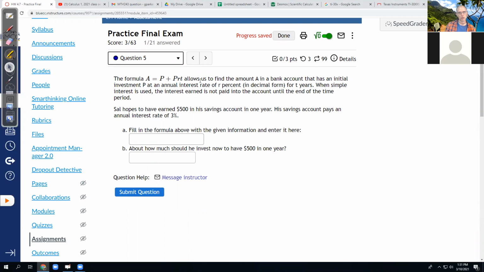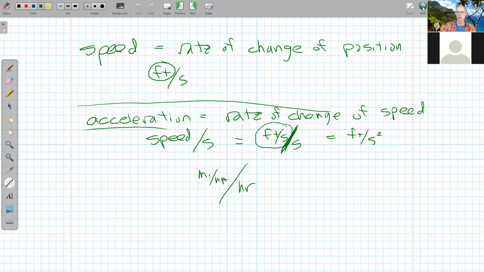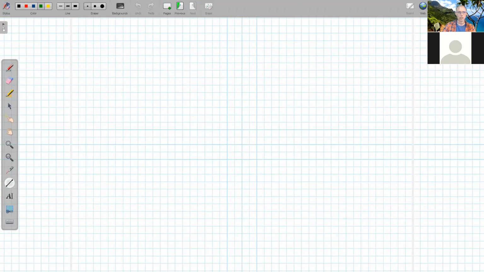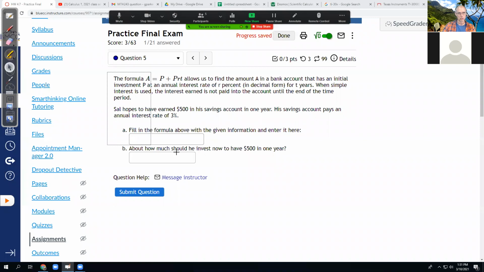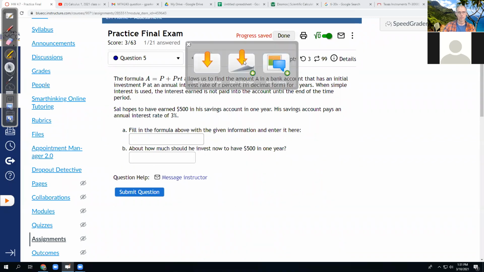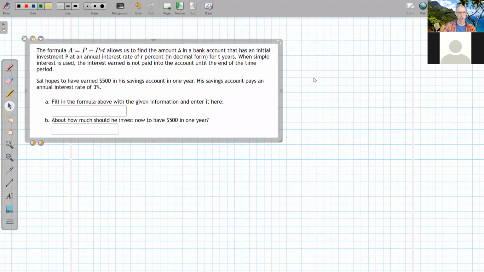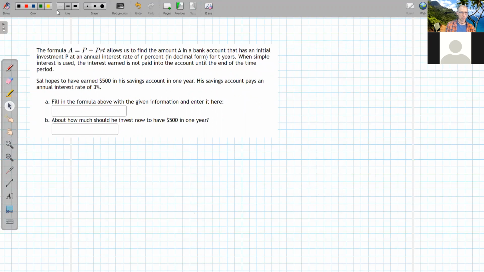This is about simple interest here. The PRT represents simple interest. So I'm just going to write some things down here. My slides got out of order. Oh well. Write these down. So just some reminders about this situation right here. Anytime we use P times R times T, that's simple interest, not compound interest.